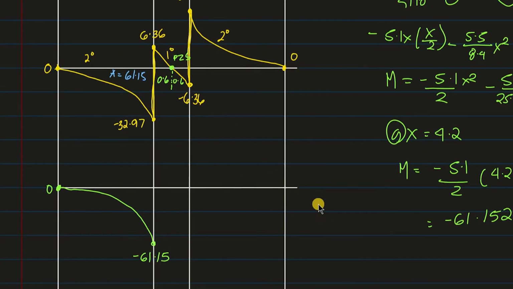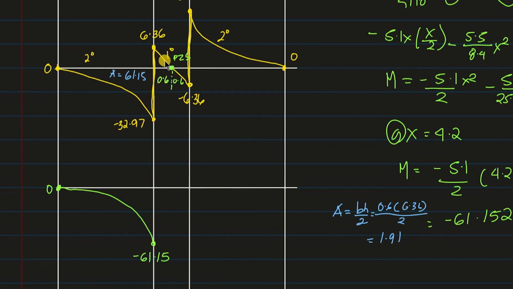Basically base times height divided by 2. So, area is equal to base times height divided by 2. Ano yung base niya? It's 0.6. Ano yung height? Ang height niya is 6.36. So, divided by 2. Our answer here would be equal to 1.908. So, let's just round it off to 1.91.